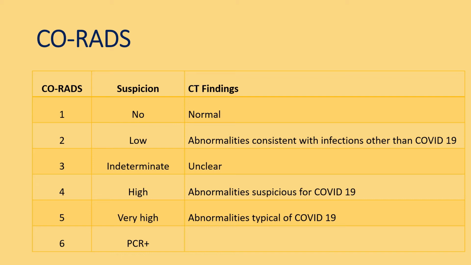CO-RADS 1 has normal CT findings and there is no suspicion of COVID-19. In CO-RADS 2, the abnormalities are consistent with infections other than COVID-19. CO-RADS 3 has indeterminate findings. CO-RADS 4 has abnormalities which are suspicious for COVID-19. And CO-RADS 5 has abnormalities which are typical of COVID-19. CO-RADS 6 is where there is PCR positivity irrespective of CT findings.